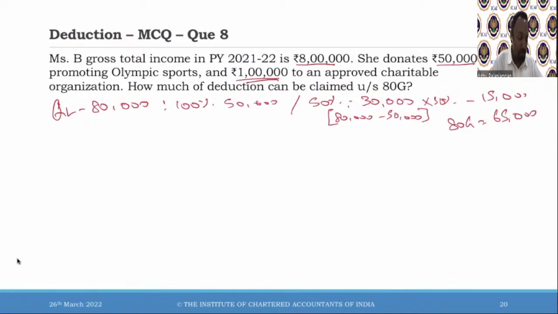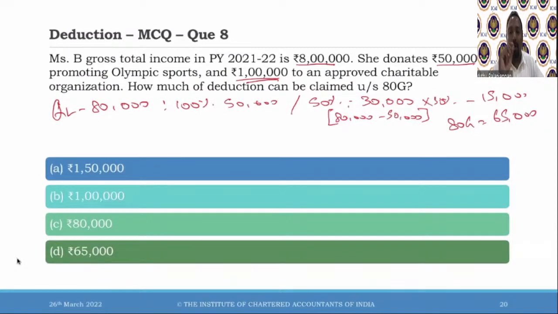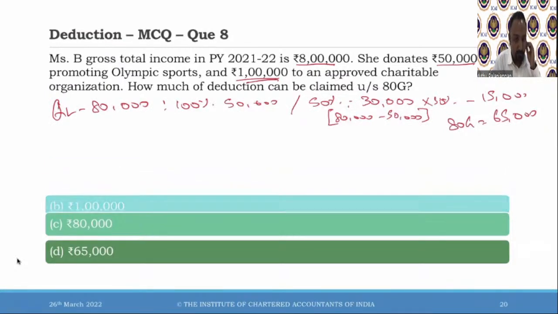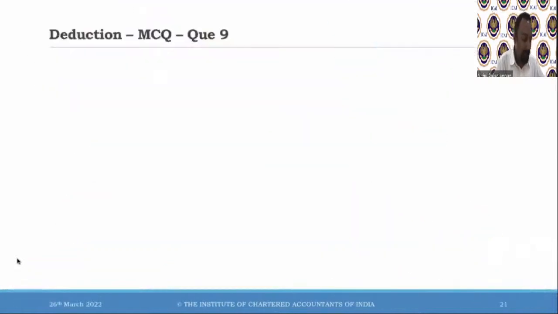Clear? So the total deduction eligible will only be 65,000 because first you take 100% qualifying limit, you give the whole 50,000. For the balance, only 30,000 is eligible. So in 1 lakh, what is allowed is only 30,000. So this 30,000, you apply 50% on this 30,000. So that is how you get this 15,000. So that is how that 50,000 plus 15,000 becomes 65,000. So the answer will be what? 65,000. So that is about the next thing.